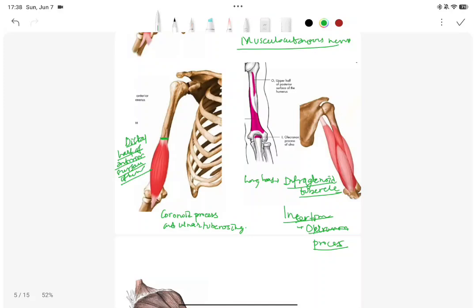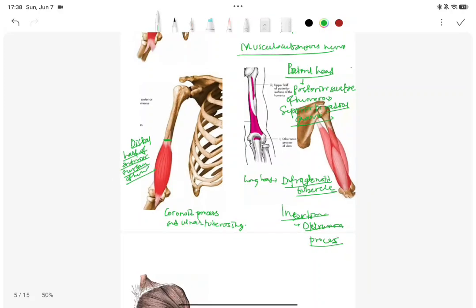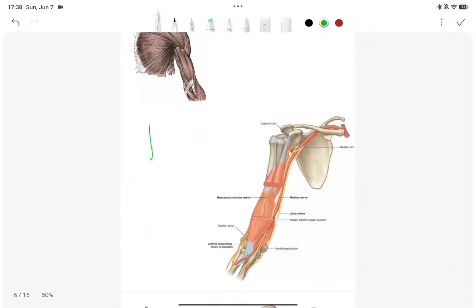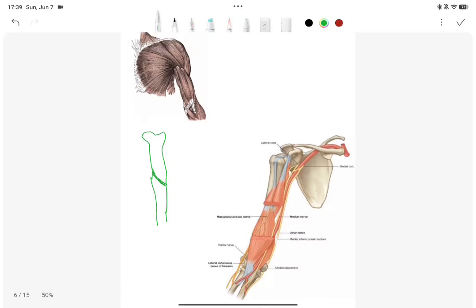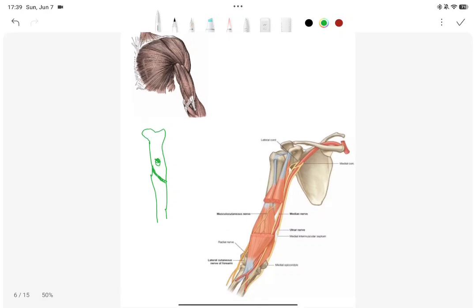The lateral head arises from the posterior surface of the humerus, superior to the radial group. Radial group means, if this is the humerus in posterior view, there is a spiral or radial groove, where the radial nerve lies. Right above this, from here, is the origin of the lateral head. So the lateral head originates from there.